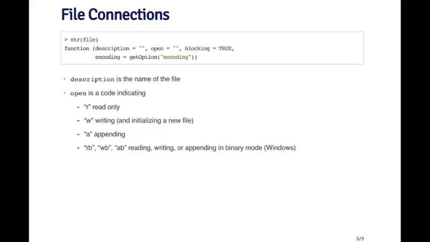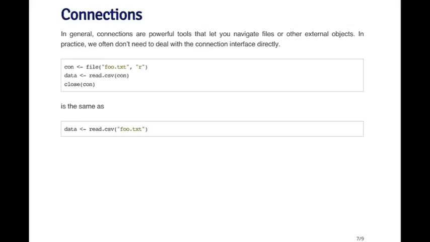So the file function here has a few arguments. The description argument is the name of the file, and then there's a flag that goes to the open argument, and you have to know what the codes are. Basically, r is for reading, w is for writing, a is for appending, and then rb, wb, and ab are for reading, writing, and appending on binary files. The other options for file are not particularly important at this time. So connections can be very powerful, and they can let you navigate files and other external objects in a more sophisticated way than just reading the whole thing, for example. In general, you don't have to deal with the connection interface in many cases, but sometimes it's useful.